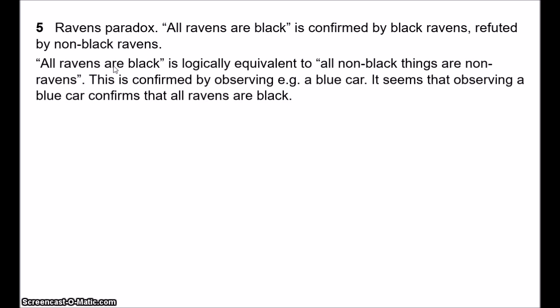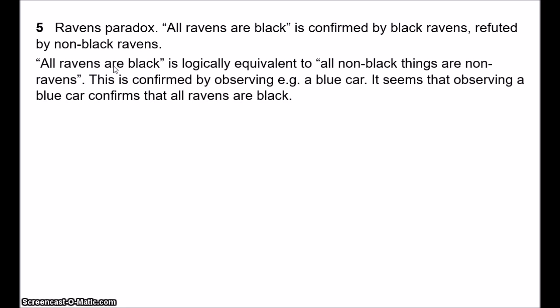And that seems rather bizarre. We can put this in terms of our hypothetico-deductive model, right? The hypothesis is all ravens are black. Since that's logically equivalent to all non-black things are non-ravens, we can logically derive the prediction: this blue thing is not a raven. Or the prediction might be, if something is blue, then it's not a raven. And we check the blue thing and see it's a car, which confirms the hypothesis.